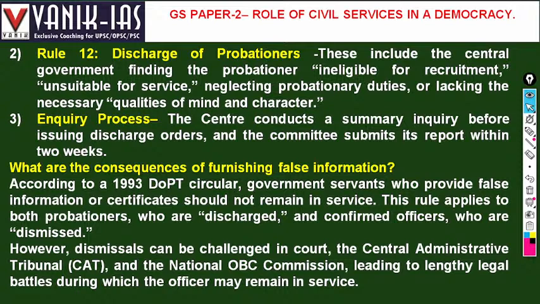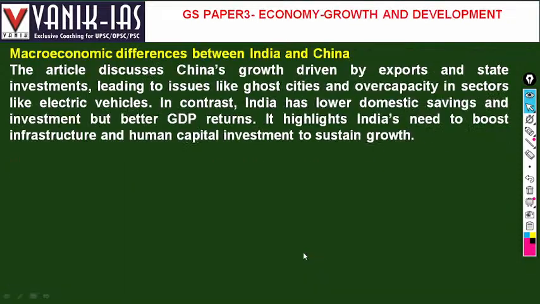According to the 1993 DoPT circular, a government servant who provides false information or certificates should not remain in service. This rule applies both to probationers who are discharged and confirmed officers who are dismissed. However, dismissals can be challenged in court, the Central Administrative Tribunal, and the National OBC Commission, leading to lengthy legal battles during which the officer may remain in service. So that is the issue which has emerged in this particular case, it is being discussed very hotly, and a committee has been appointed to review it.